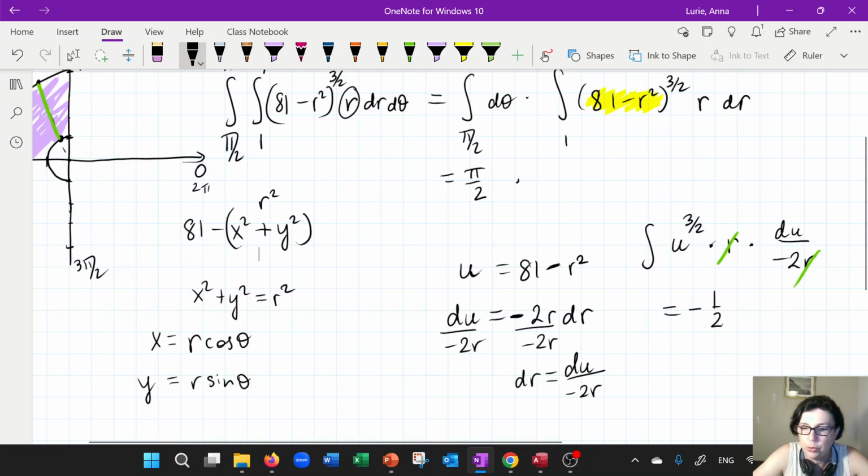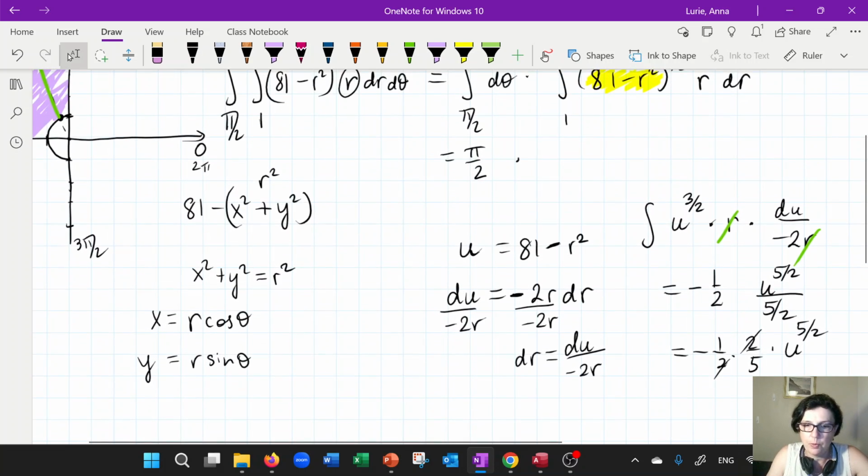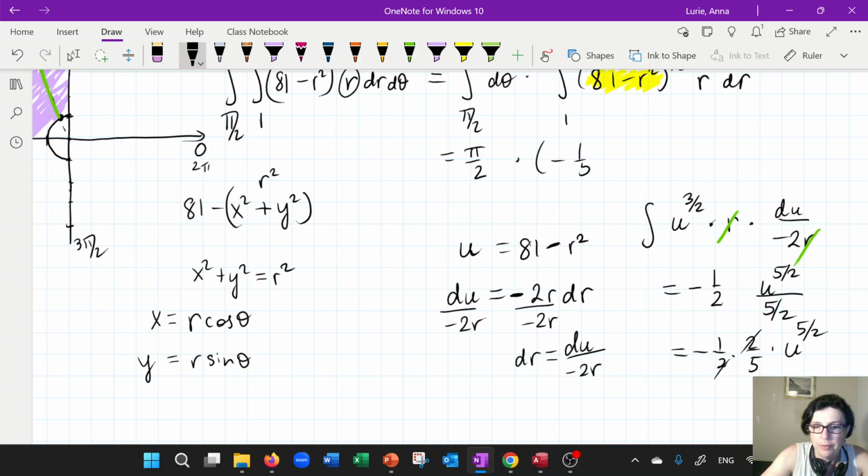Now, how do we integrate something like u to the power 3 halves? We add 1 to the power, so this will become u to the power 5 halves, and then you're dividing that by 5 halves. Dividing by 5 halves is the same as multiplying by 2/5, right? So this will be 2/5, and then u to the power 5 halves. Okay, so the 2 cancels, so that's going to be negative 1/5. So negative 1/5, and then u to the power 5 halves.